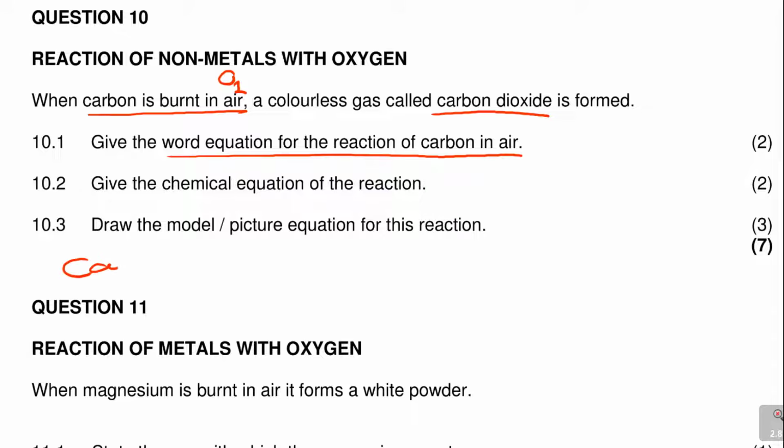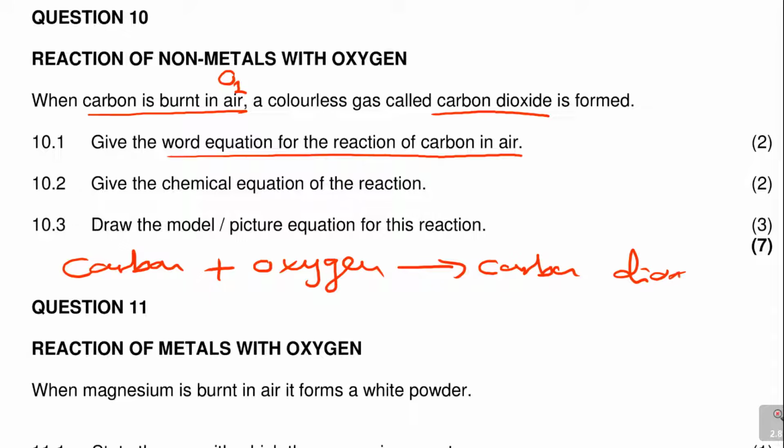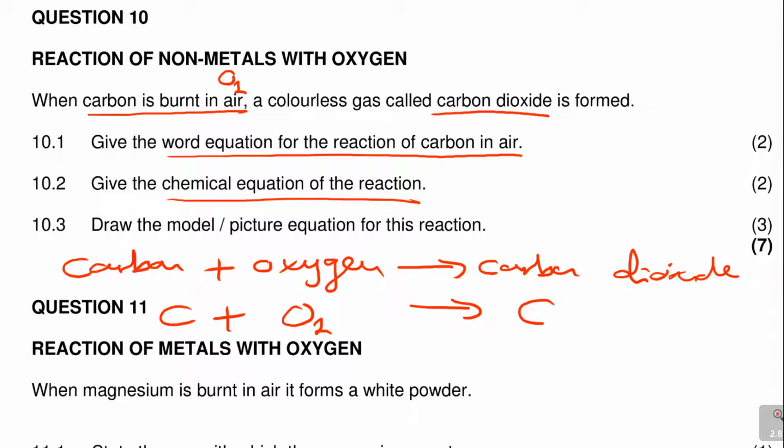Carbon plus oxygen, the air. What do you get? They say you get a colorless gas called carbon dioxide. And then give the chemical equation for the reaction. Carbon stands for C plus oxygen stands for O2. And then what do you get? You get carbon dioxide. It looks like that. Simple like that. Carbon plus oxygen gives carbon dioxide.